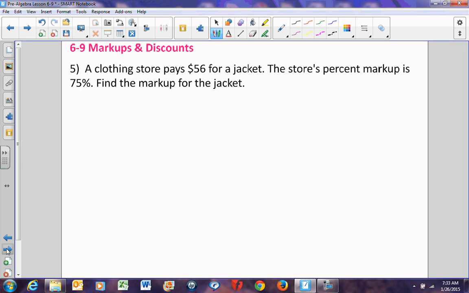A clothing store pays $56 for a jacket. The store's percent markup is 75%. Find the markup. Notice they didn't ask you for the sale price. They asked you for the markup, so the markup of the jacket is the cost of the jacket times the percent of markup. If I take 56 and multiply it by 0.75, I get $42. They're going to mark the jacket up $42. So you're almost going to pay double, which makes sense because if they mark it up 100%, you would pay exactly double. So the markup for this jacket is $42.